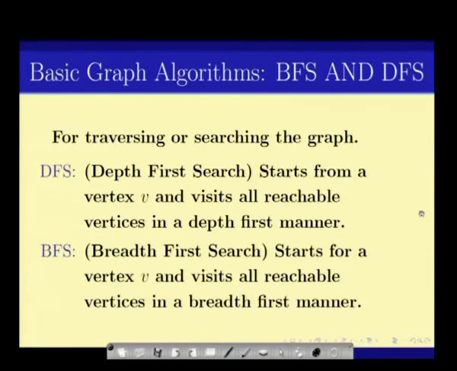Last lecture we also looked at breadth first search. It starts from a vertex v and visits all the reachable vertices in a breadth first manner. So, basically it starts from a vertex v and first looks at all the neighbors of v. Then it takes one of the neighbors of v and looks at all the neighbors of that vertex, and so on. These two are called the basic graph algorithms and they are very crucial. We have seen some examples of that.